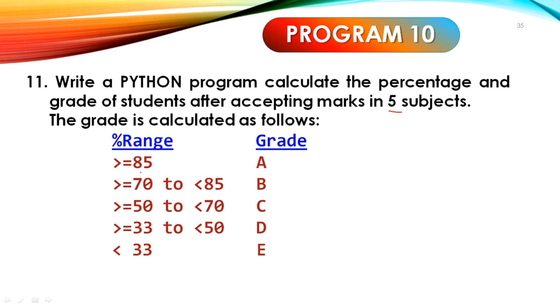If the percentage is greater than 85, the grade is A. If it is between 70 and 85, the grade is B. 50 to 70, grade C. 33 to 50, grade D. And less than 33, the grade is E. Let us go to the program.